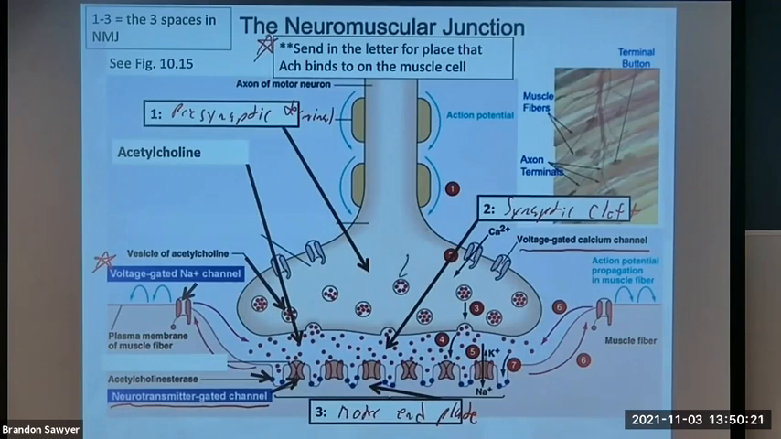Okay, so we got acetylcholine in these little vesicles. Somehow the neuron is going to get stimulated to release those acetylcholine vesicles into the cleft. They're going to go across, bind to the acetylcholine receptor, lead to a signal, and we'll talk about what that is in a second. Okay, any questions about just the components of the neuromuscular junction there?